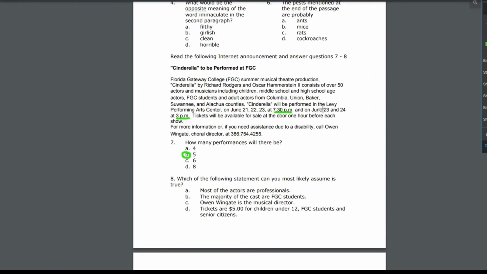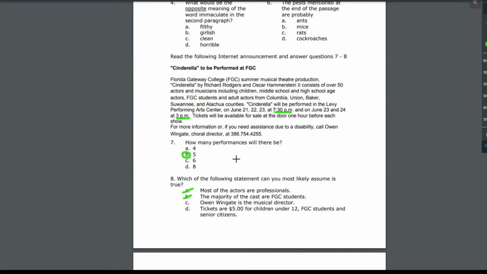Well, if we look at the beginning of this particular information, it says it consists of over 50 actors and musicians, including children, middle school, high school age actors, FGC students, and adult actors. But it doesn't specify that anybody is a professional, right? That's not stated at all, even if someone is an adult. So I know that one is out. All right, it says the majority of the cast are FGC students. Again, they have such a healthy mix: kids, middle schoolers, high schoolers, and adults versus the FGC students. We can't make the assumption that the majority of the cast is students based on the information they gave us.